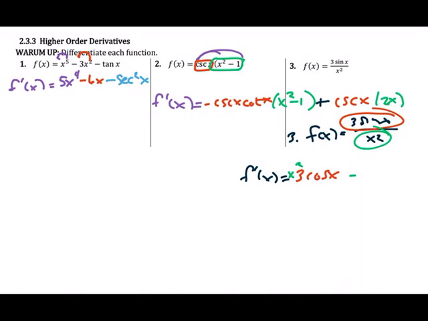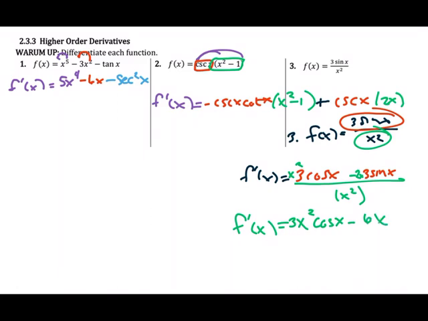Minus 3 sine of x times the derivative of our bottom function, which is 2x. And that whole thing is going to be over the bottom function squared. So let me rewrite this so it's a little bit more readable. 3x squared cosine x, minus 6x sine of x, and that is all over x to the 4th. x squared squared is x to the 4th.